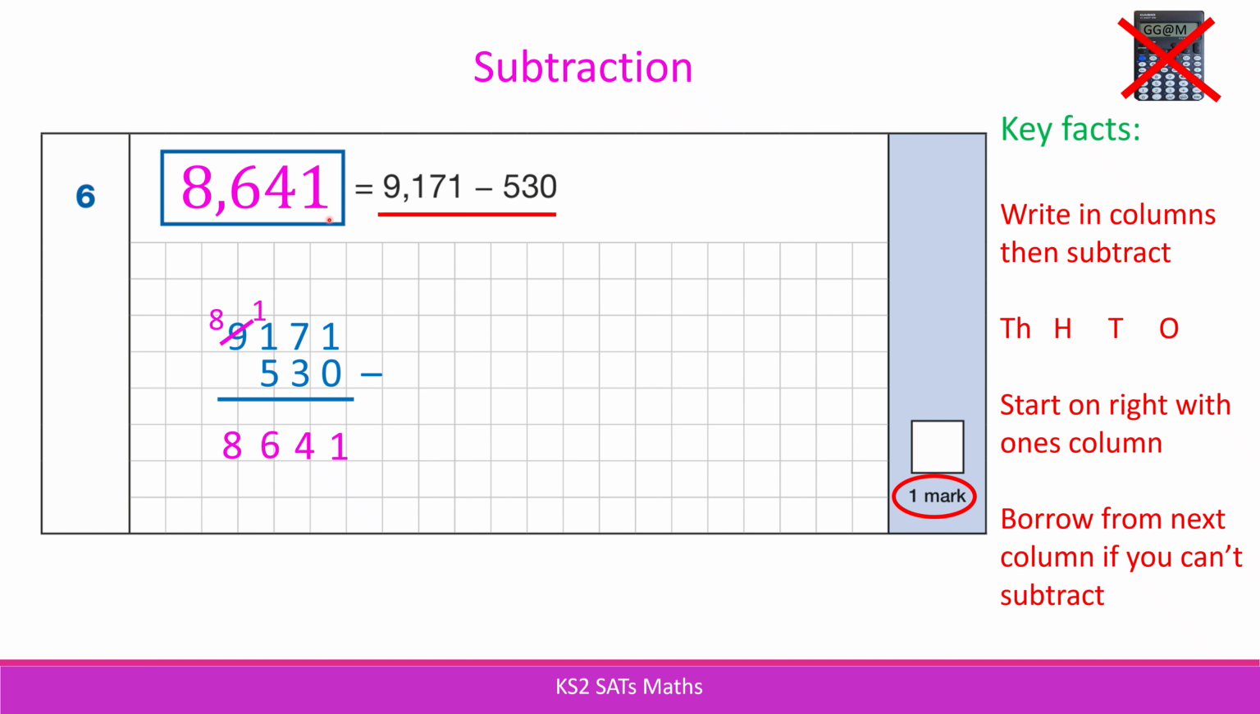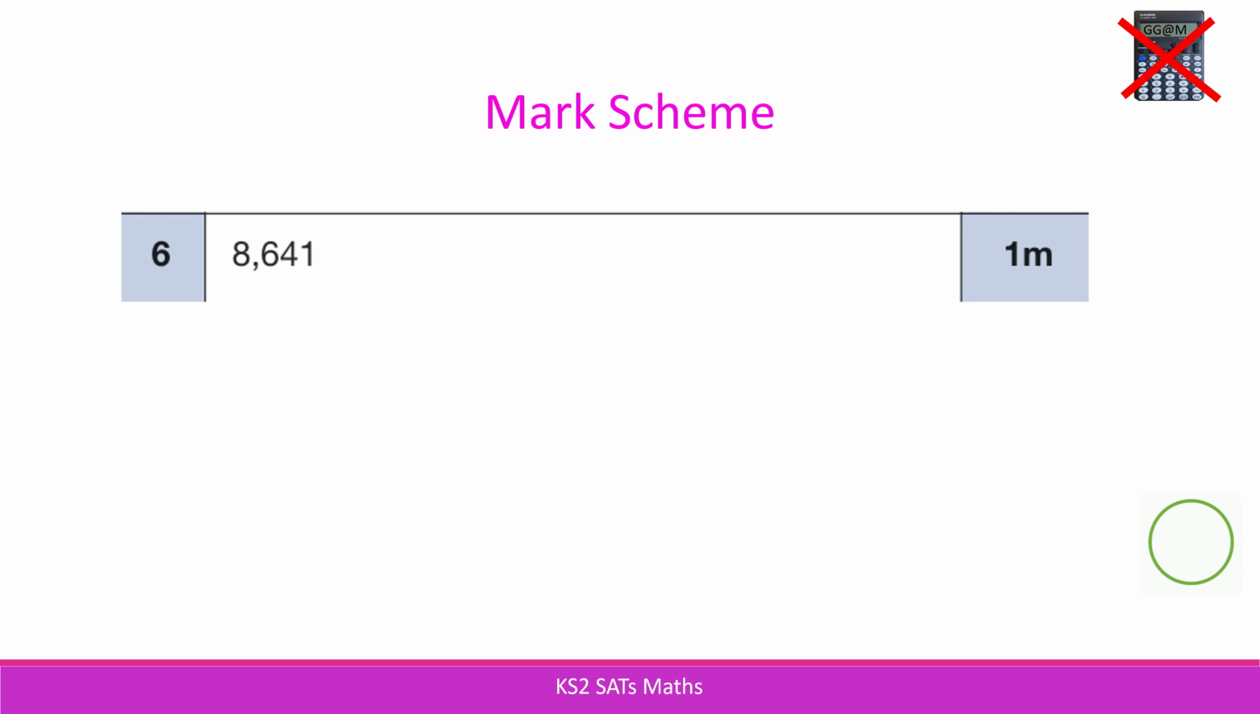Make sure you write it in the box, and remember after your thousands you can put a little comma in to show the difference between the thousands and the other numbers you've got there. Make sure your comma's nice and small so it doesn't look like a 1. The mark scheme on this question shows the answer is 8,641 for 1M, which means 1 method mark.